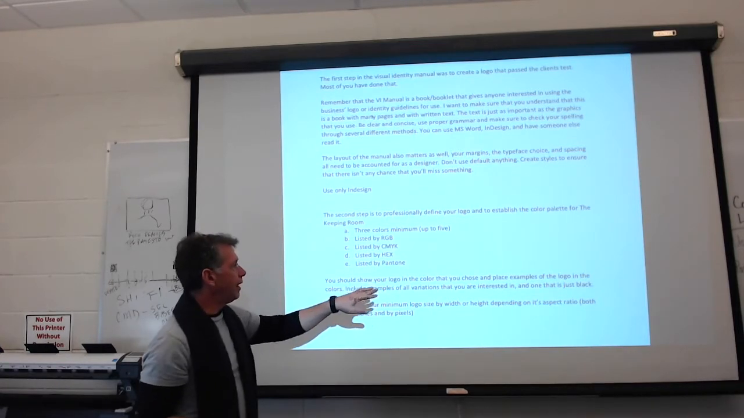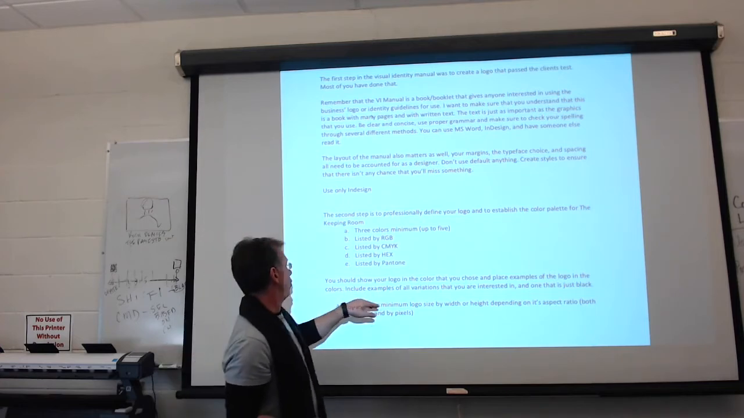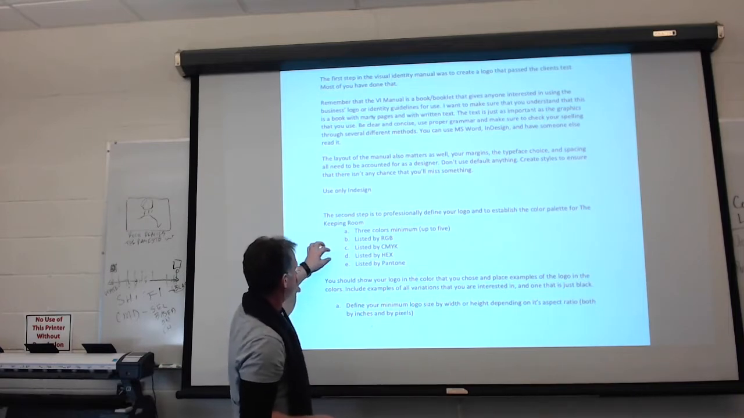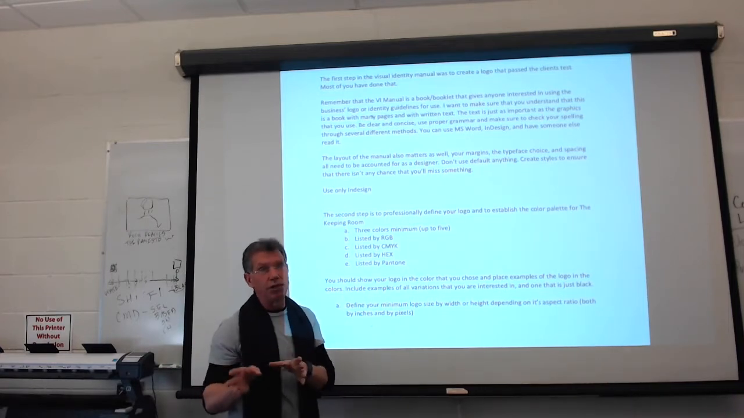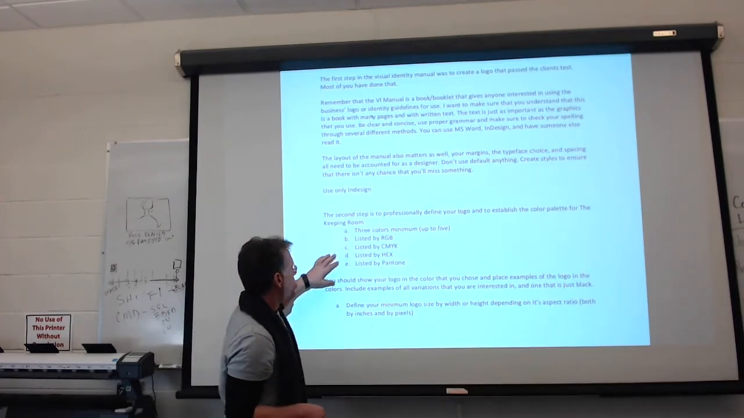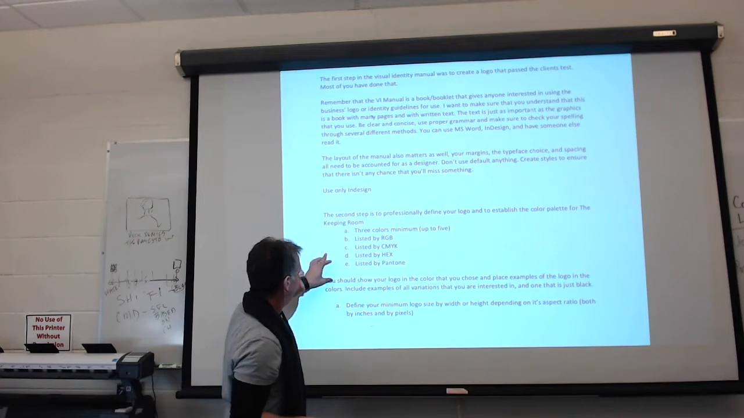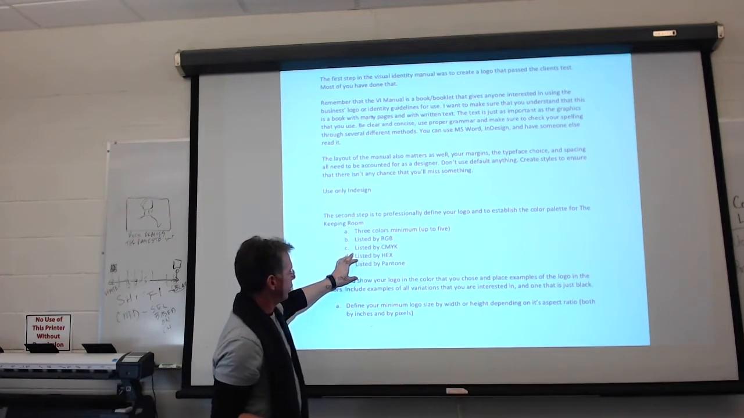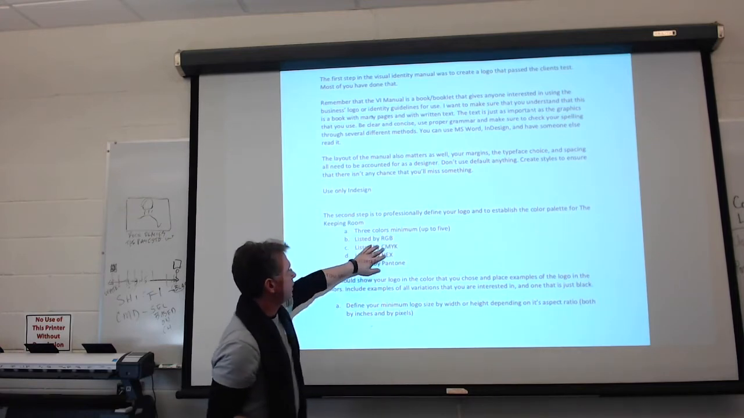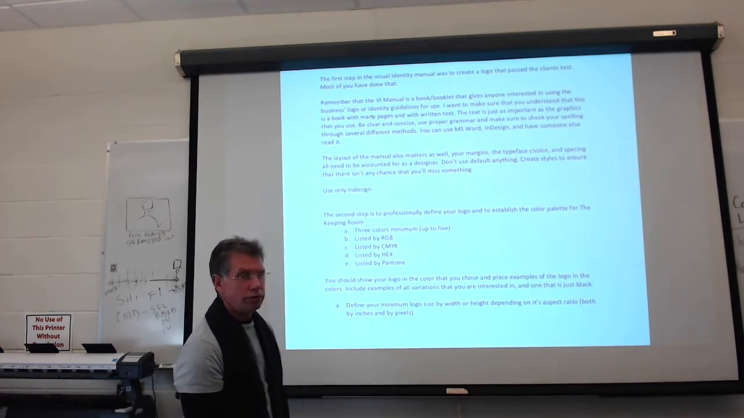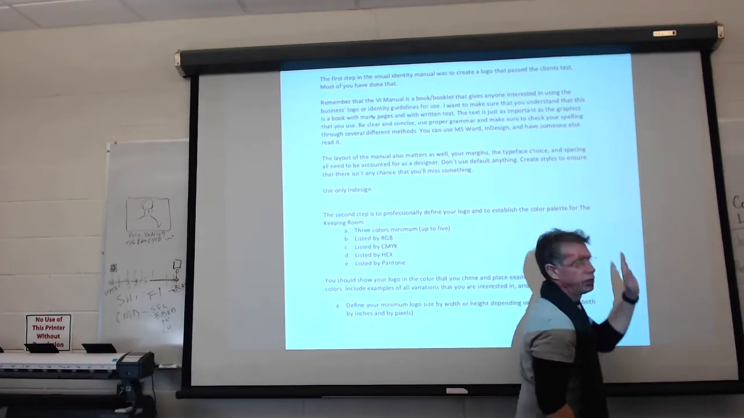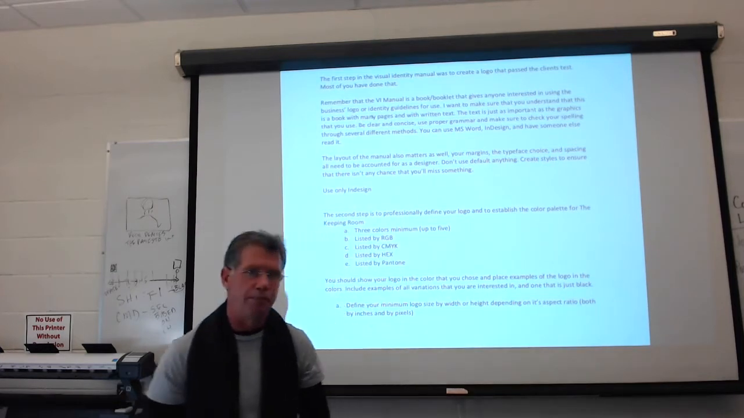You should show your logo in the color that you choose and place examples of the logo in the colors. So you would have a swatch, and how you do the layout is up to you. Okay, I'm going to show you a sample from, I think, Queen's University. You could put the logo in one of the colors that you chose, and then list underneath the RGB, CMYK, hex, and Pantone color numbers, all right? And you can do that for the three colors across one row of your layout.